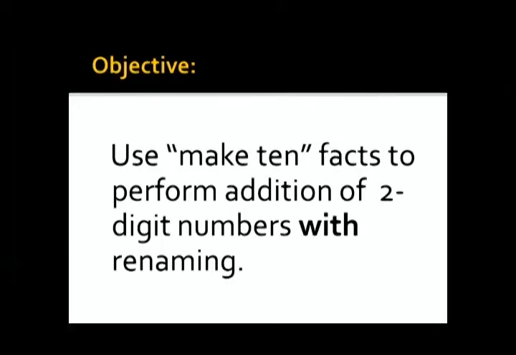Good day, everyone. Welcome to another lesson in mathematics. Today we'll be looking at addition with the 10 frame. Our objective for today is to use Make 10 Facts to perform addition of two-digit numbers with renaming.